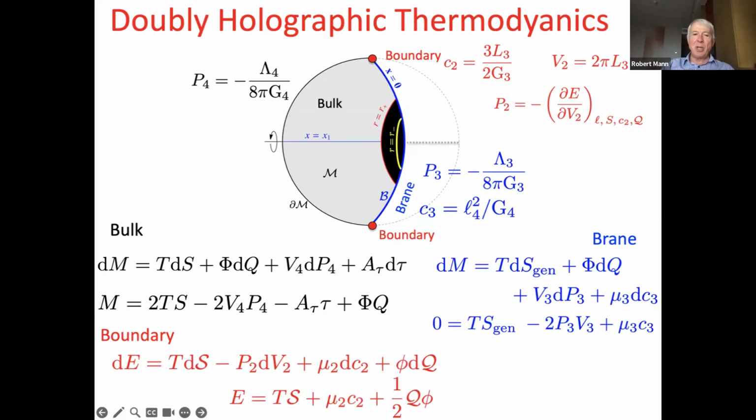So this is the doubly holographic thermodynamics. You've got a holographic black hole chemistry from here to here and from here to here. You've got it from bulk to brane and from brane to boundary. And if you want to see all the formulas for the mass, the charge, the pressure, and so on, this is it. This is for the non-rotating case.